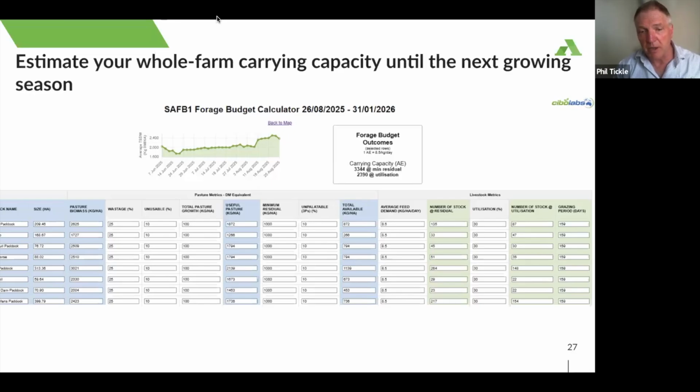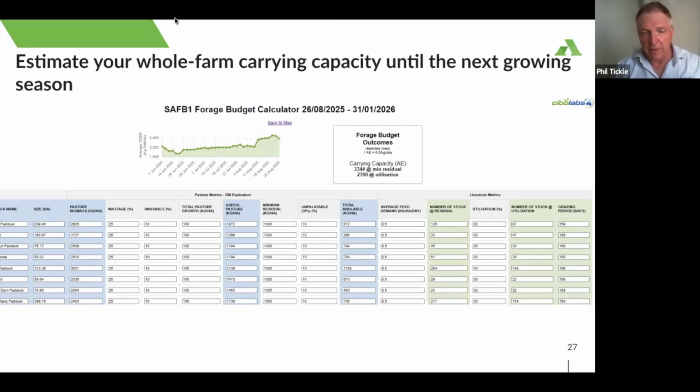And then what we're doing there is providing you with a whole farm estimate. So based on those assumptions, we could run 3,300 animal equivalents if we graze down to 1,000 kilos, or if we're only looking at utilising 30% of the available feed, we'd run at about 2,400 animal equivalents through the end of January. And then below, I won't go into the detail there in the table, but we've got some simply working across those assumptions.